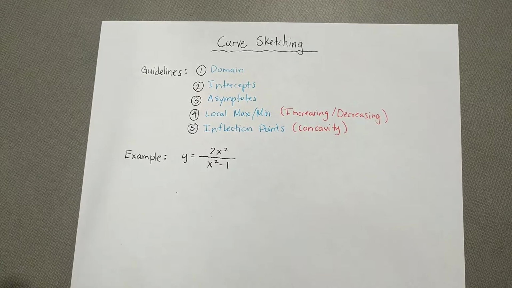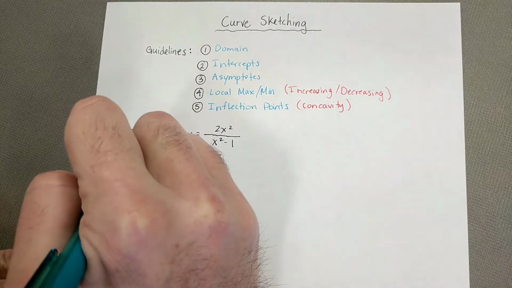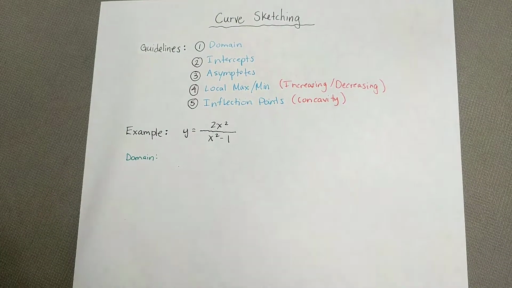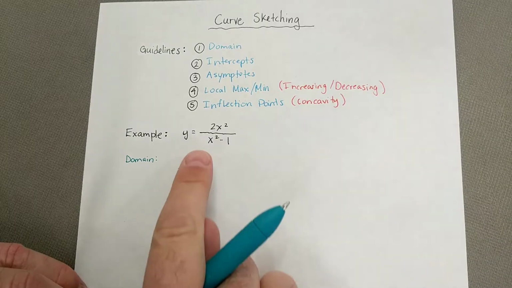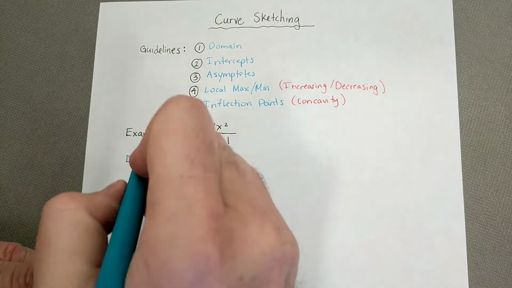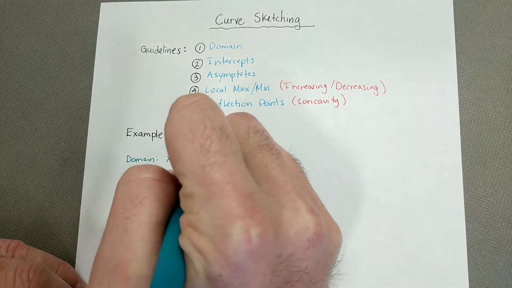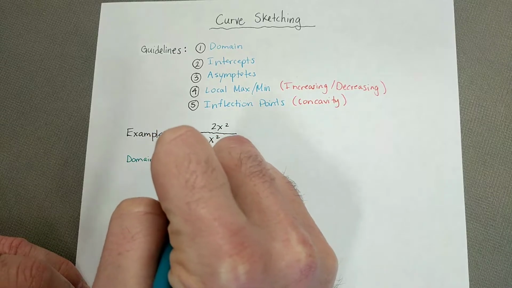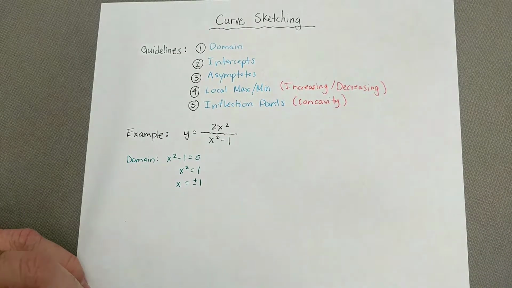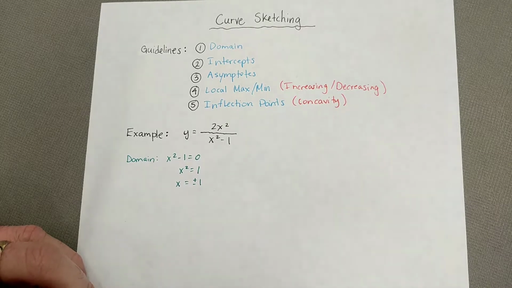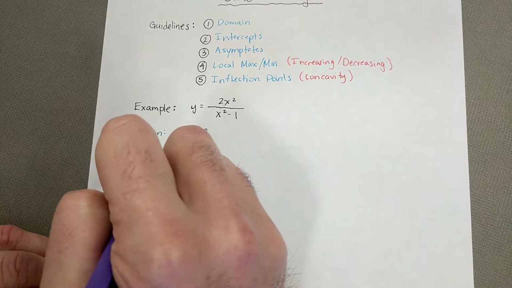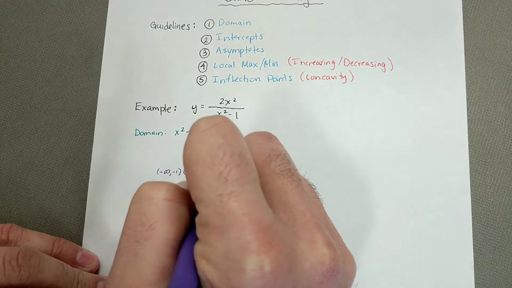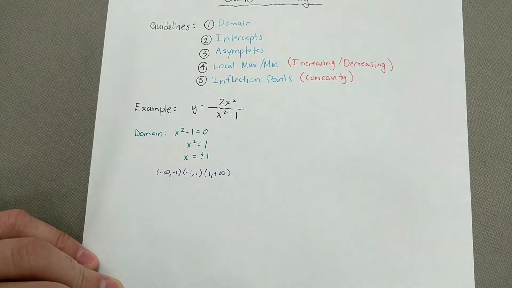So let's start with step number one, which is domain. Since this is a rational function, I know the issue that I might come into with this thing is that the denominator might be equal to 0. So that's how I'm going to find my domain, which is when x squared equals 1, so x is equal to positive or negative 1. Cool, so my domain is negative infinity to negative 1, negative 1 to 1, and 1 to positive infinity.